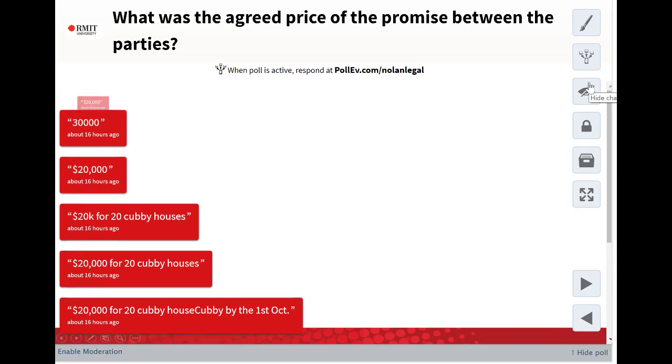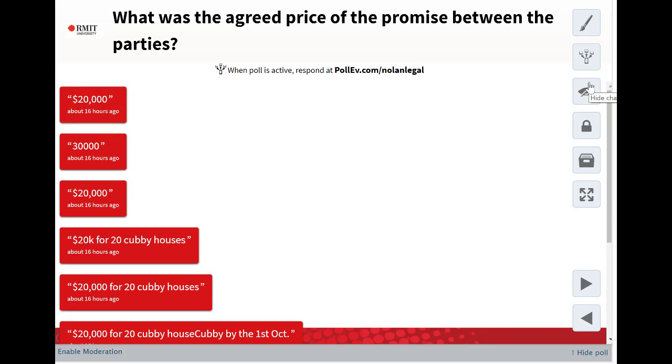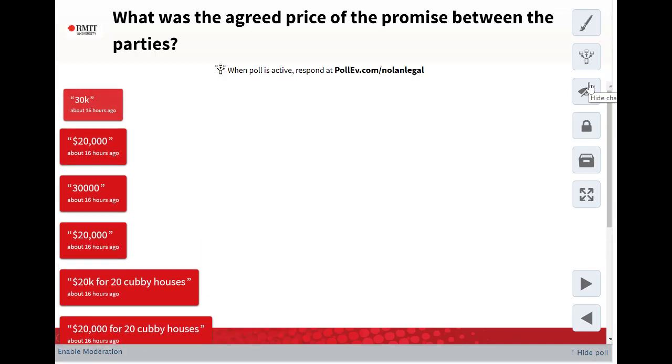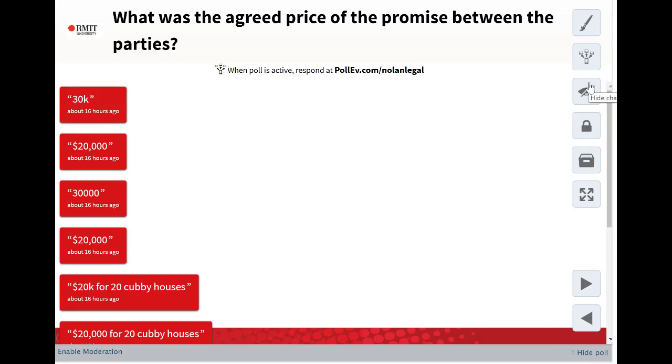Now, a couple of people, as you can see, have referred to the $30,000 amount. So they're also thinking about the additional 10 grand that was paid later. And that's something that we're going to have to explore. But for the starting point, the correct answer in relation to the initial contract is that the price of the promise to pay $20,000 was a promise to build and deliver 20 cubby houses by a particular date. And the price for the promise to deliver those cubby houses by a particular date was a promise to pay $20,000 itself.